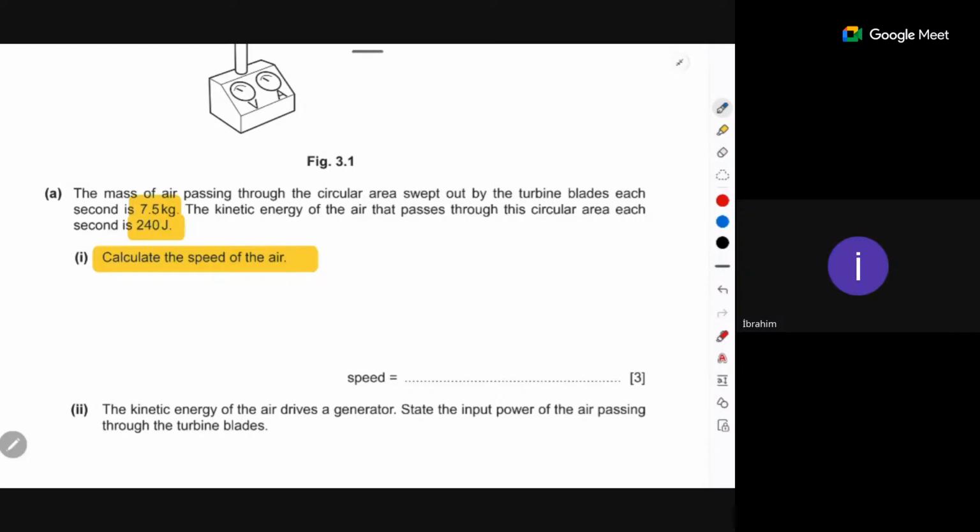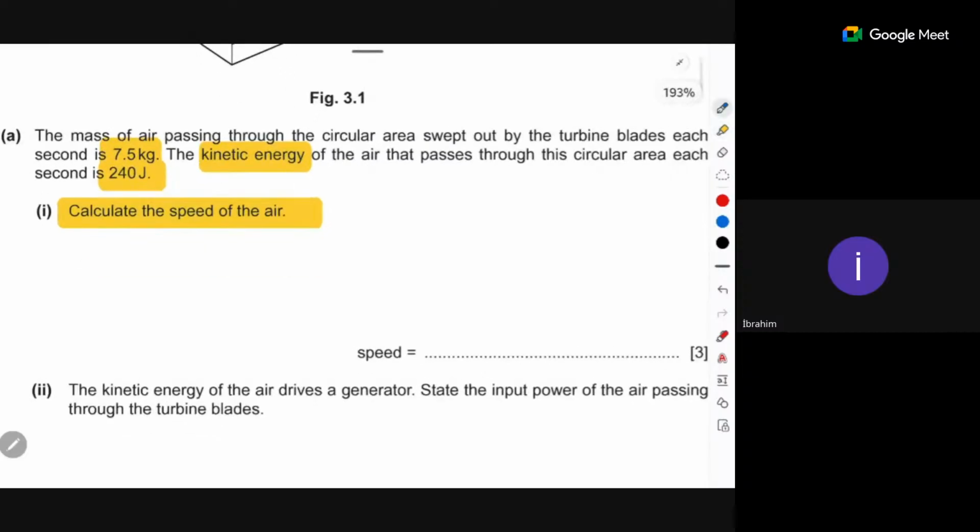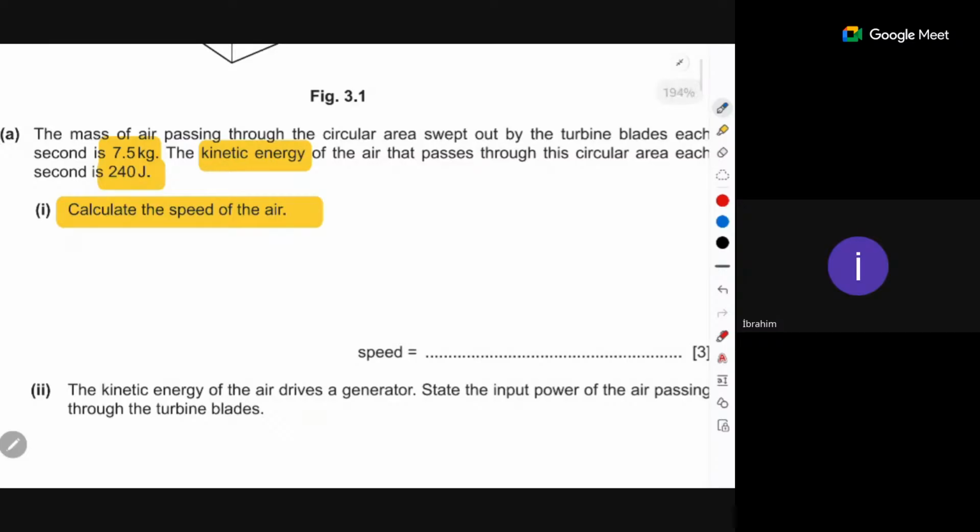I have to figure out the kinetic energy, because the kinetic energy of the air is given to me. So which formula will I use, Muhammad? Muhammad, are you there? What is the formula for kinetic energy? Ibrahim: Sir, I actually forgot. Oh my God, you have to recall, man. One upon two m v square. Is this formula correct?